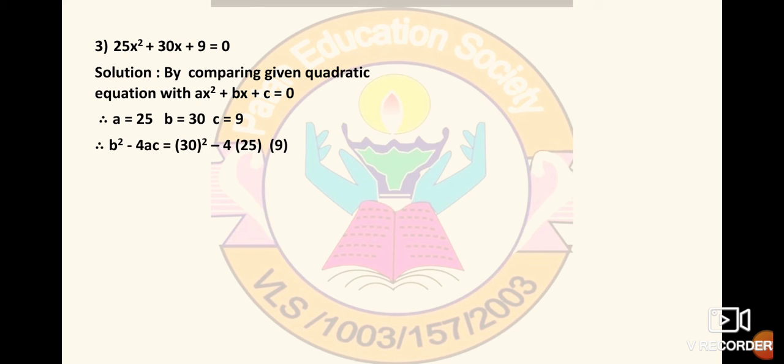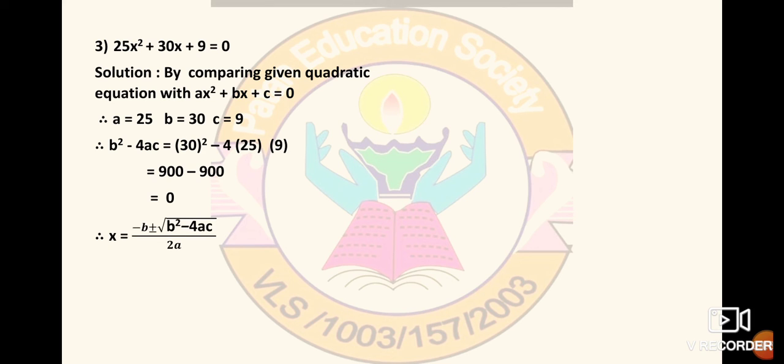Now the next step is as usual, b square minus 4ac is equal to 30 in brackets square, 30 is the value of b, minus 4, the value of a is 25 and that of c is 9. 30 square will become 900, minus, again if you do the product of 4, 25 and 9, you will get 900 itself. So 900 minus 900, you will get the answer equal to 0. b square minus 4ac is 0.